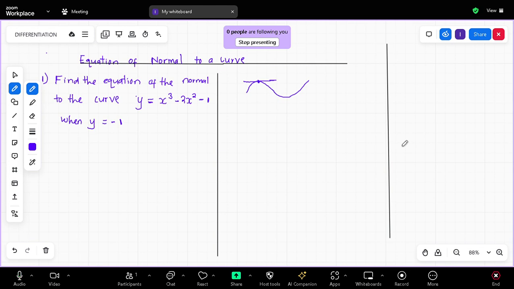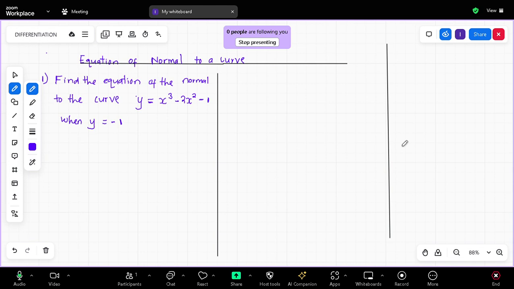Now, a line perpendicular to the tangent, meaning the line and the tangent meet at 90 degrees, is called the normal. To find the equation of the normal line, we use the gradient of the tangent to the curve to find the gradient of the normal, because the tangent and the normal are perpendicular to one another. Now, let's solve this question.